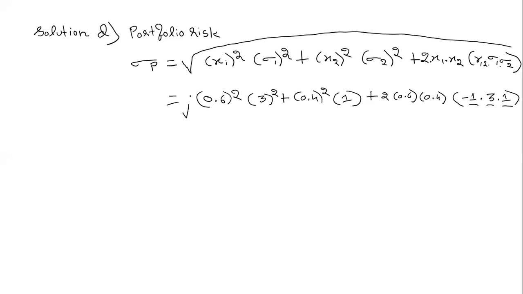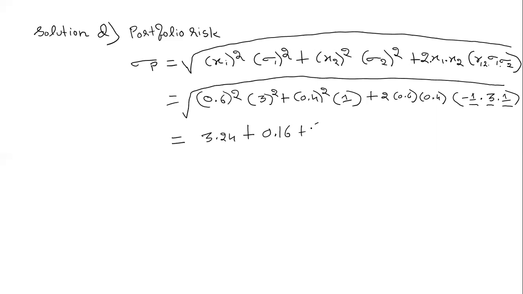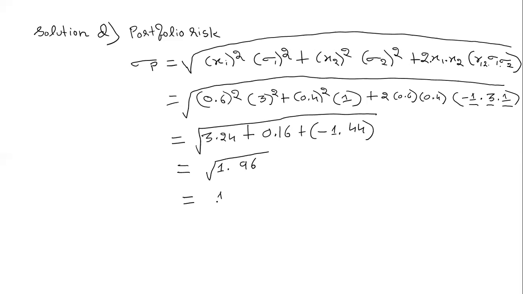Now let's solve this. After calculating the values, we will come to know. Here we have 0.6 square multiplied with the 9, so we get 3.24, plus we get 0.16, plus in bracket minus 1.44. So why is it minus 1.44 here? The reason is the value of R12 that we had calculated is negative. Now after doing this, we have to root it. After adding all this, we get the value 1.96, and rooting it, we get 1.4.